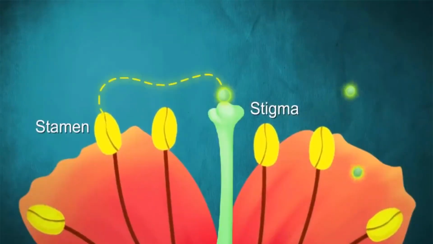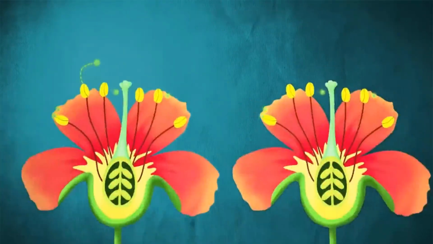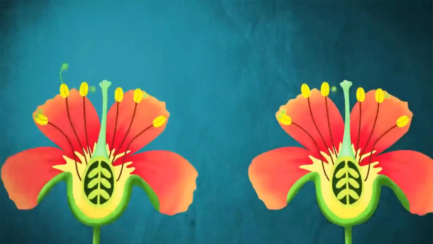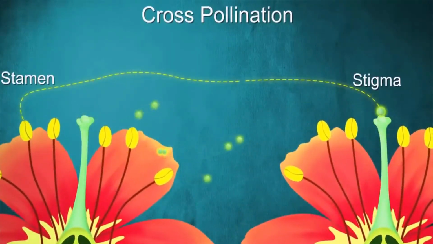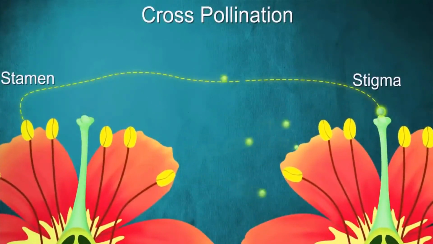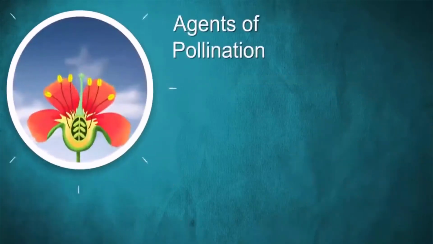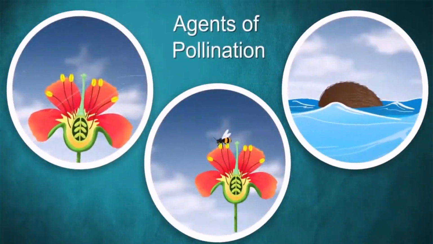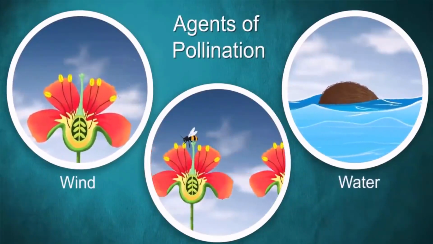When a pollen grain of a flower lands on the stigma of the same flower, it is called self-pollination. But if the pollen grain of a flower lands on the stigma of another flower of the same or another plant of the same type, it is called cross-pollination. Pollination occurs with the help of different agents like wind, water, or animals.